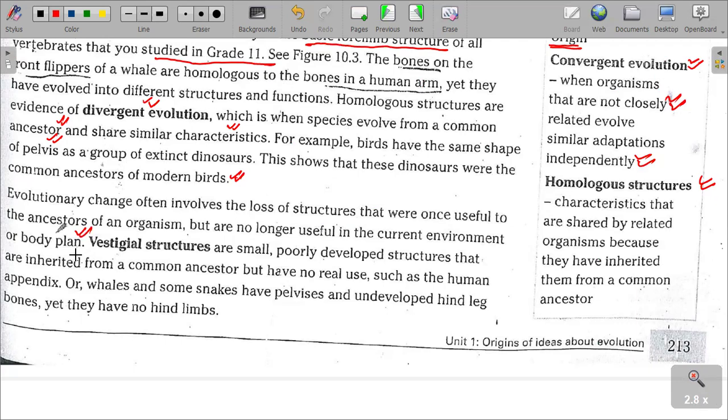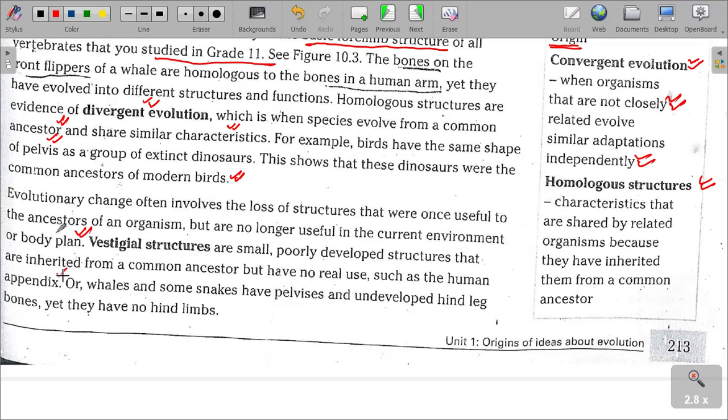So we can say that these are vestigial structures. These are small, poorly developed structures that are inherited from a common ancestor but have no real use, such as the human appendix.